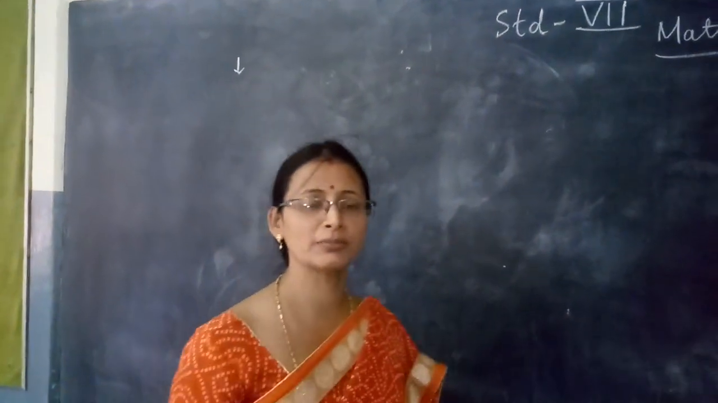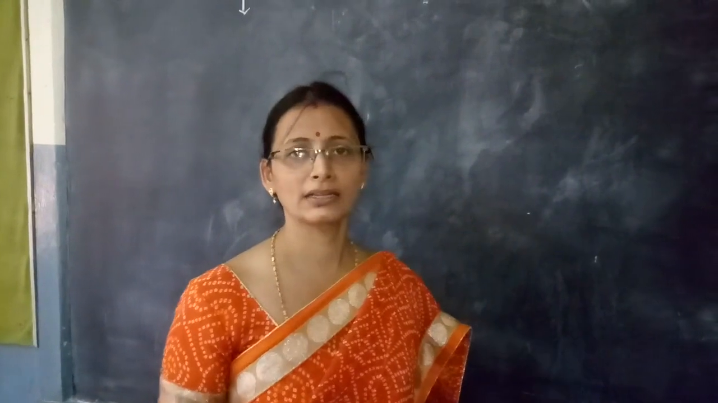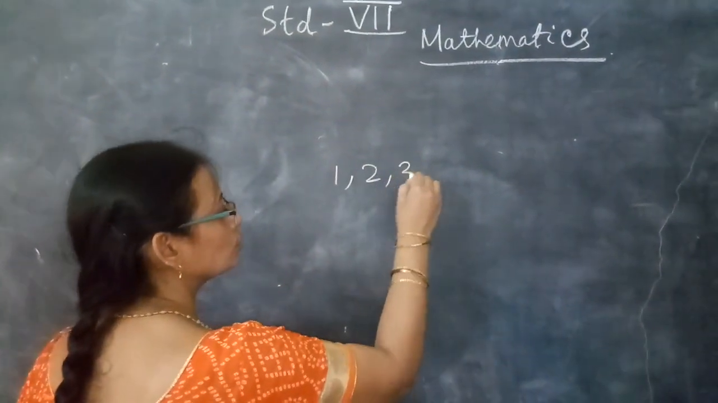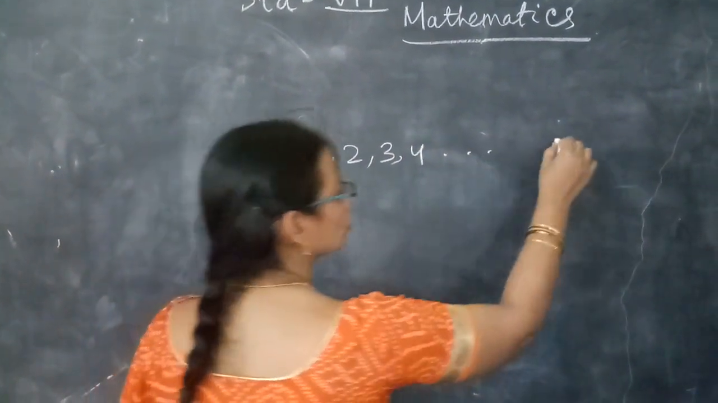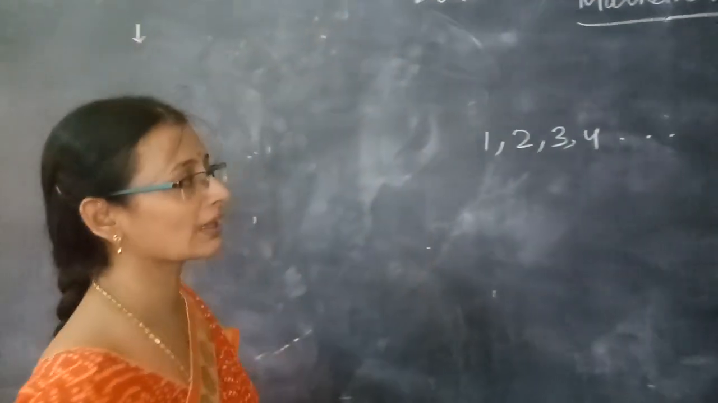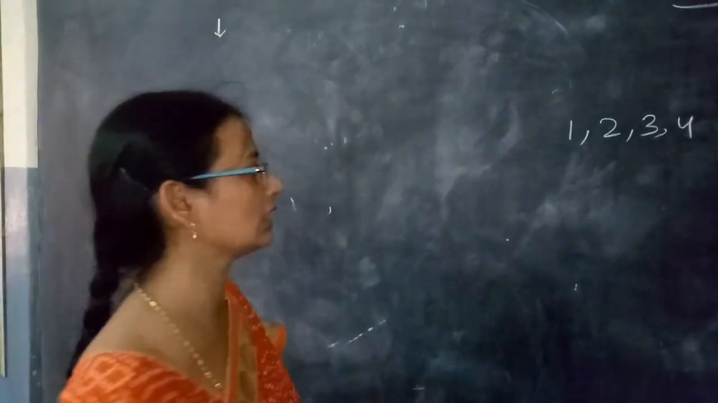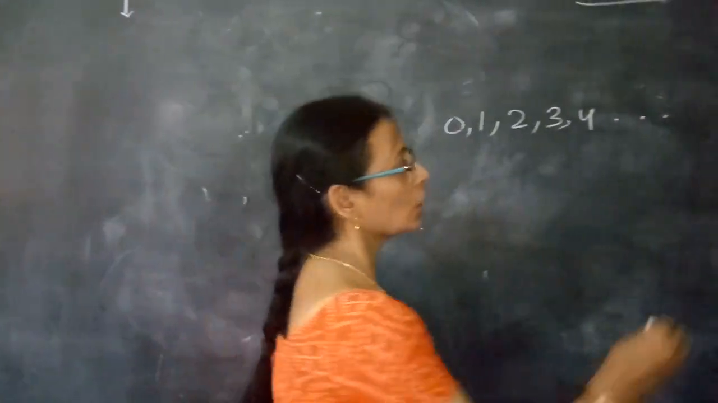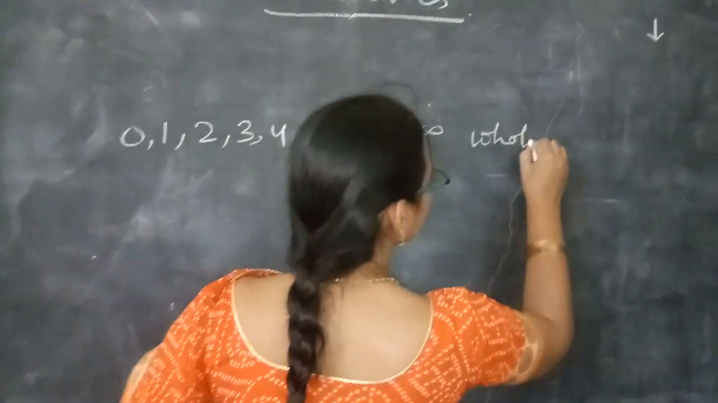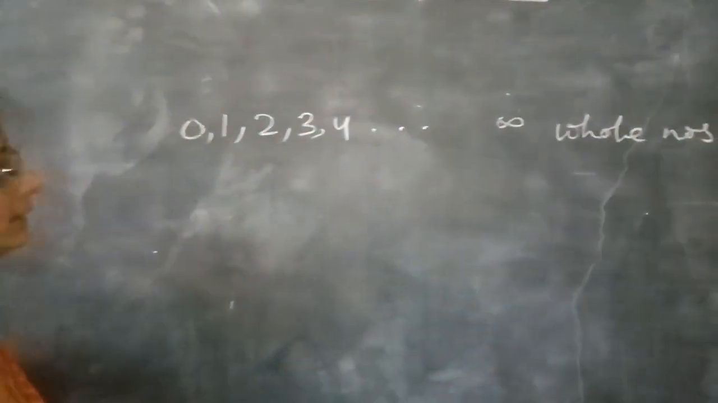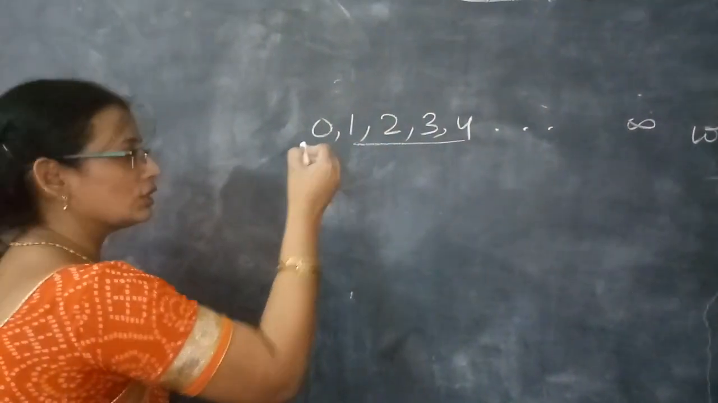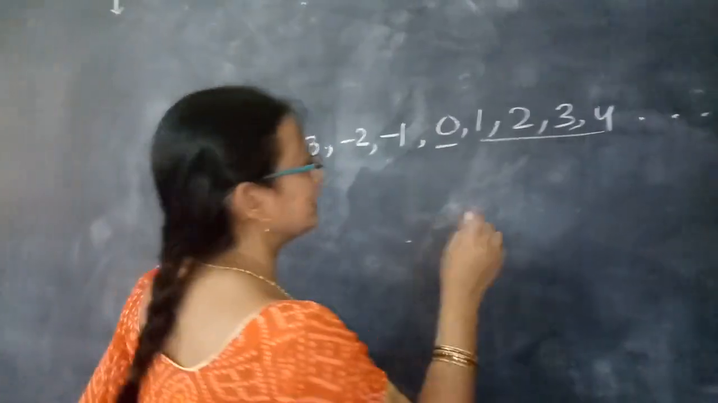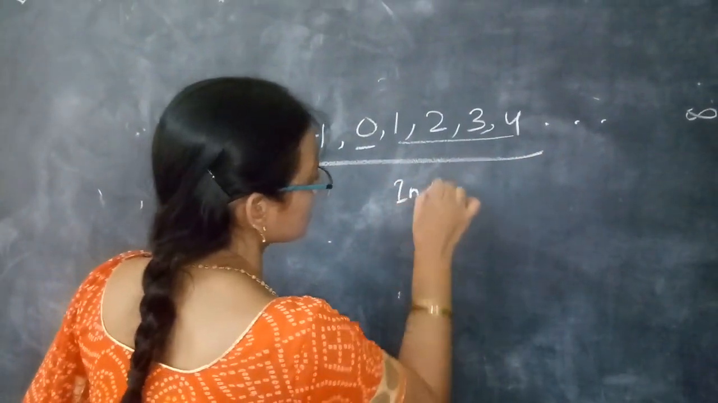When we think of mathematics, the first word that comes to our mind is numbers. Numbers means 1, 2, 3, 4 up to infinity. These are called natural numbers or counting numbers. When we include 0 with this, these are called whole numbers. And these positive numbers, 0, with the negative numbers are called integers. This becomes integers.